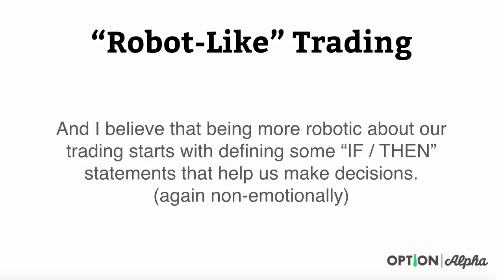Now, I believe that being more robotic about our trading starts with defining some if/then statements that help us make decisions. And again, these are non-emotional decisions that we're making. This is how computers make decisions for the most part. If you press this key, I will show this letter on the screen, right? It's always an if-then. And so as many times as we can make if-then statements about decisions that we should be making with regard to trading, we'll become better at and more successful doing it.